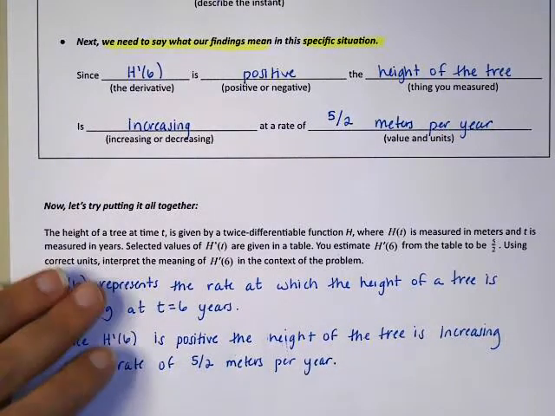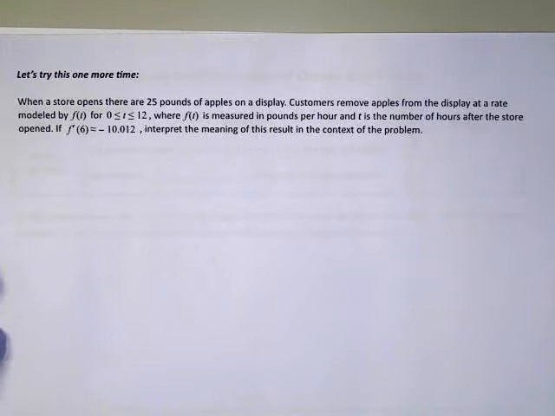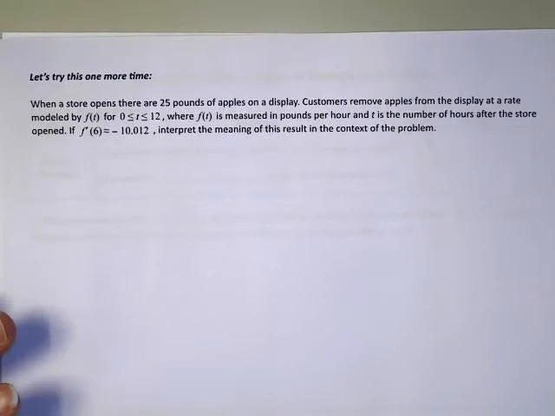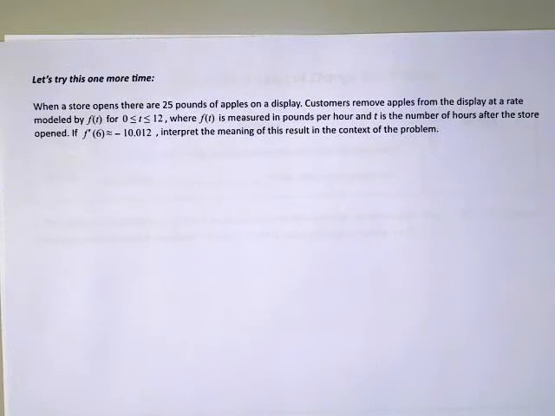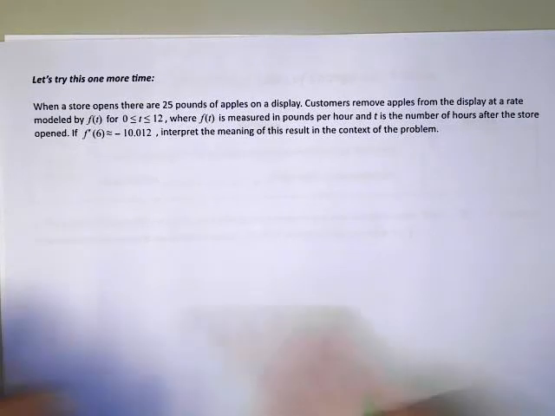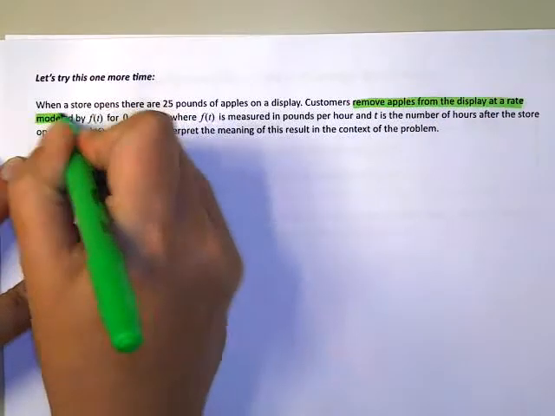Now, one other thing that we need to be really careful about is we're going to try this again, and we're going to pay very close attention to what we're measuring. So let's try this one more time. It says when a store opens, there are 25 pounds of apples on a display. Customers are removing apples from the display at a rate modeled by f of t. So it's really important here to realize that this function is already a rate function. This is the rate at which customers are removing apples.